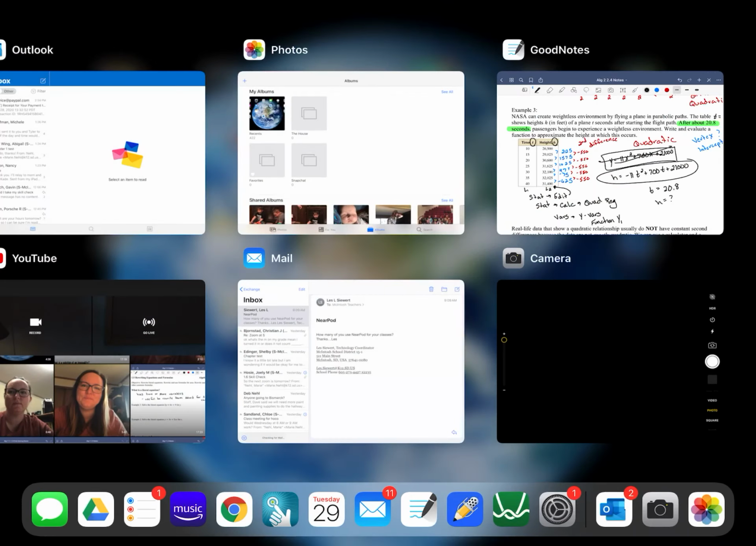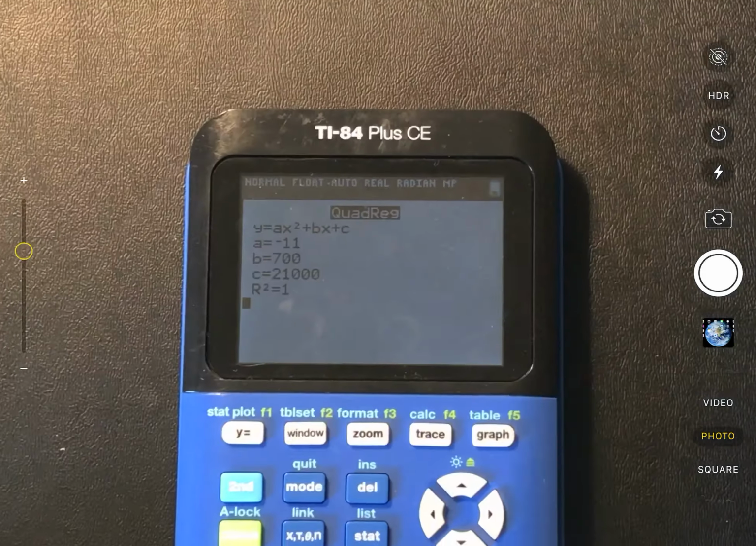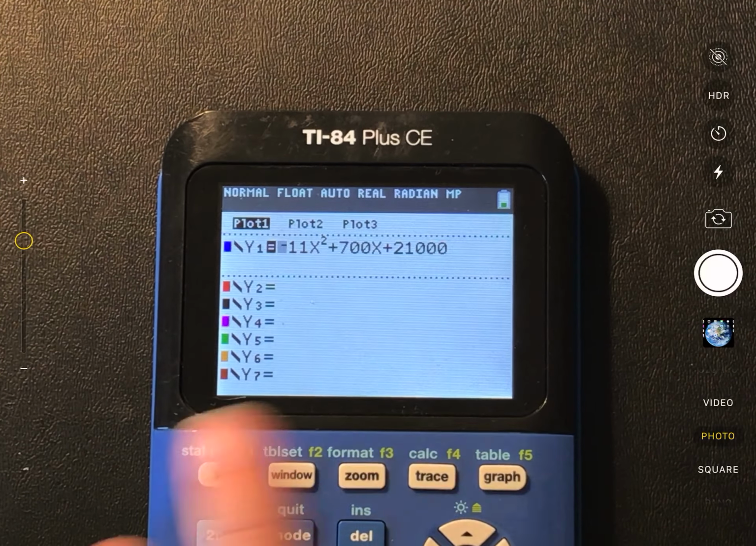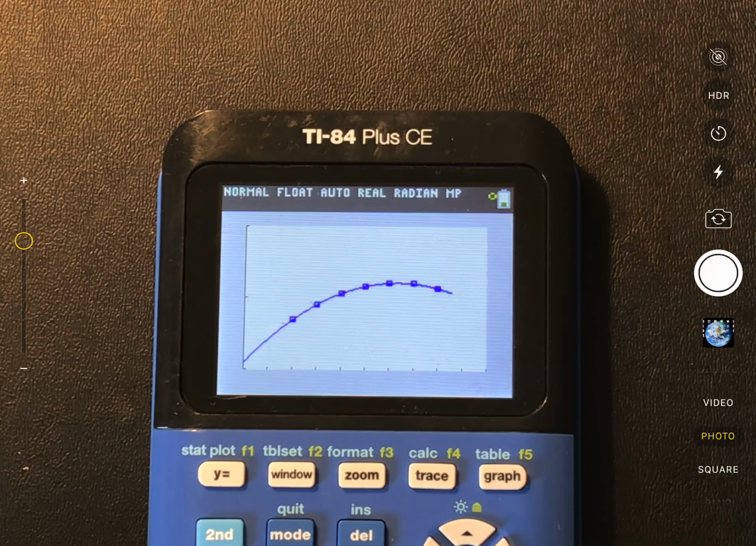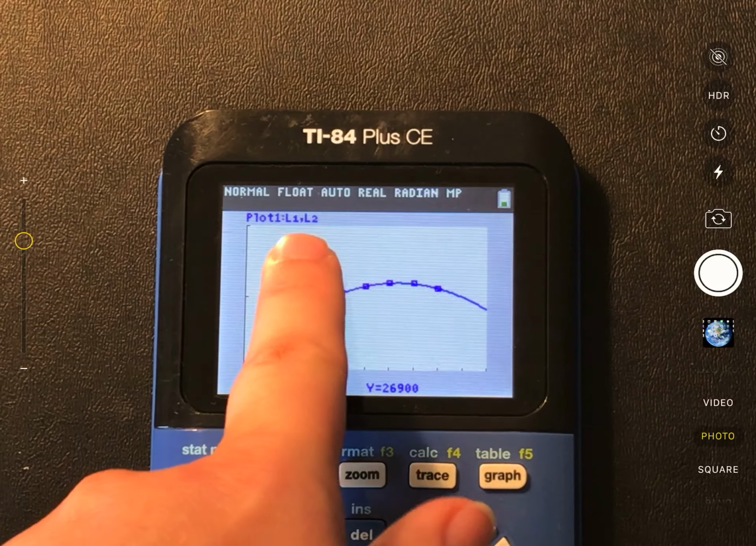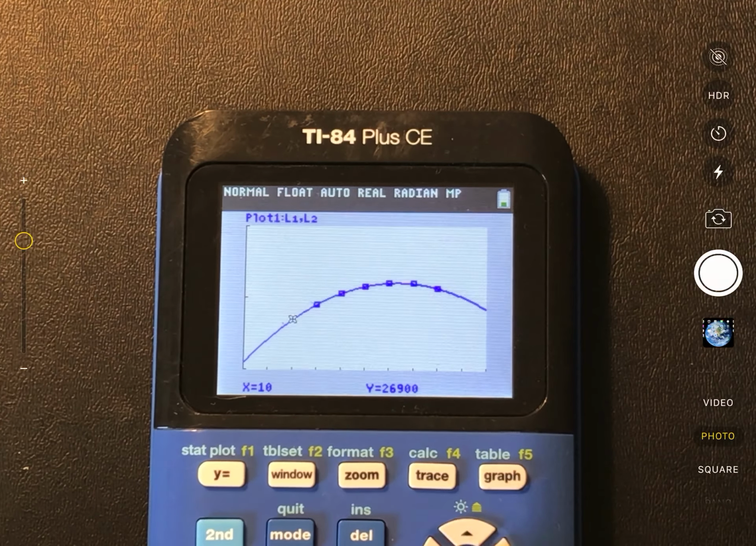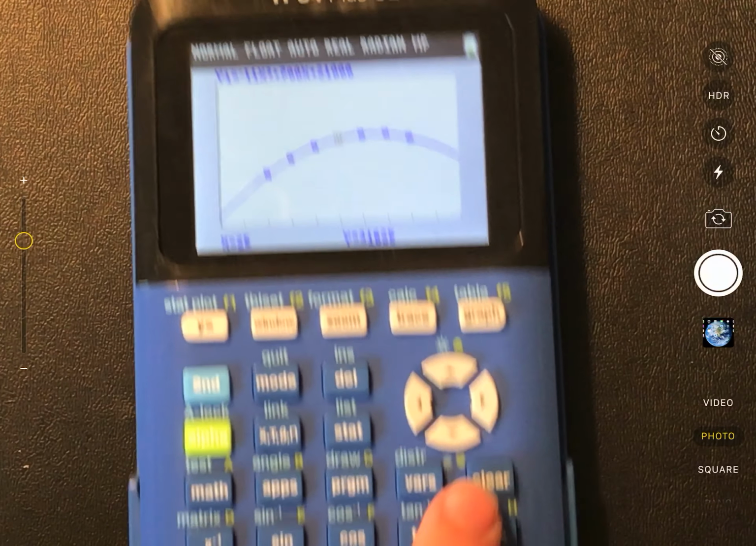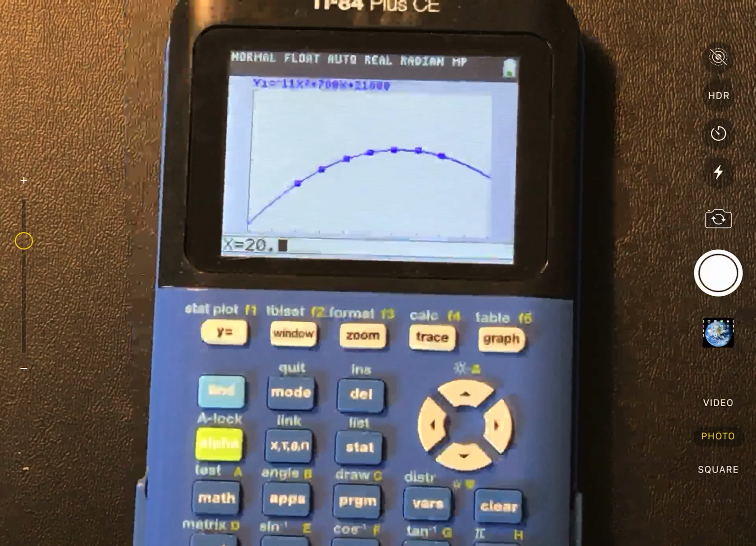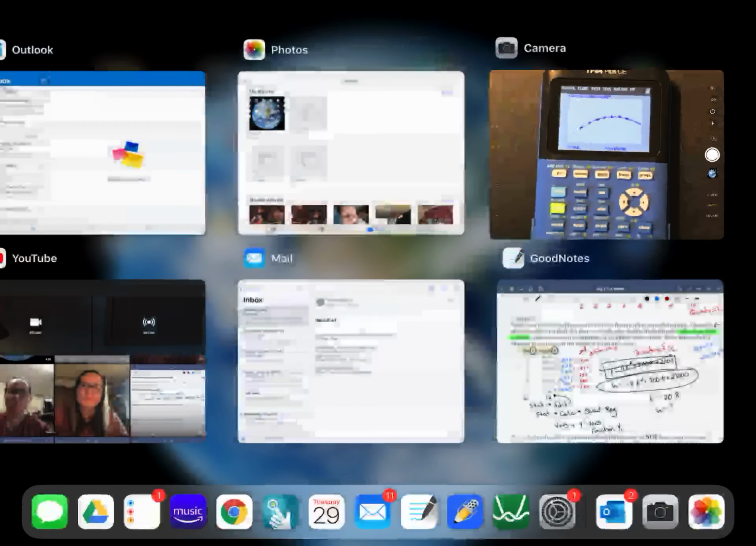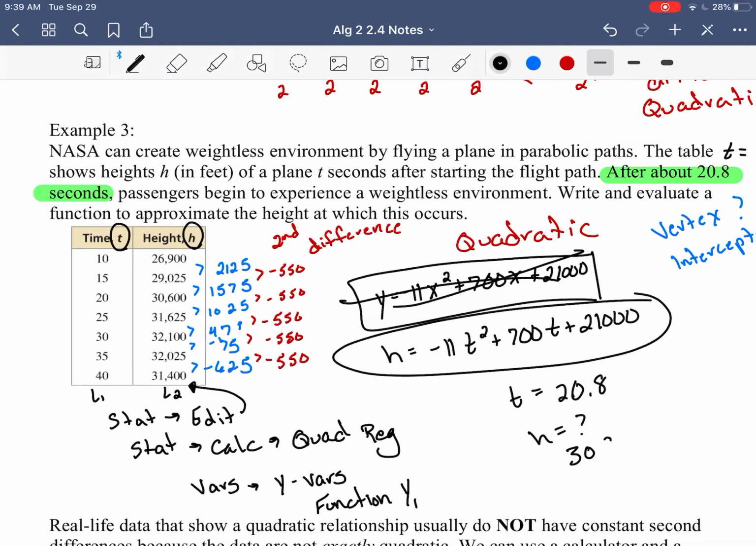We already have that in our calculator, so let's just use it. We already have that in our y equals. See, there it is, and we can graph it. We want t, or my x, to be 20.8, so I can just hit trace. There I'm tracing my plots. I'm going to need to arrow down to get to my y1 and type in 20.8, equals. Look at that: 30,800.96, and that is in feet. So at that height, we would experience weightlessness.